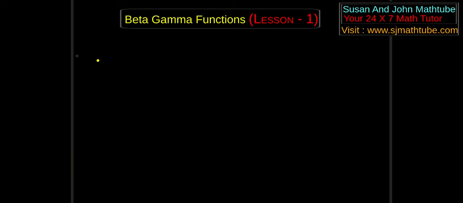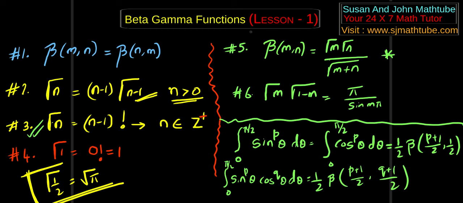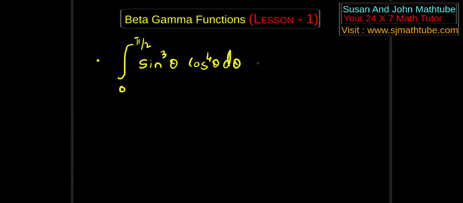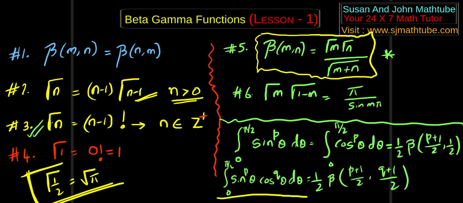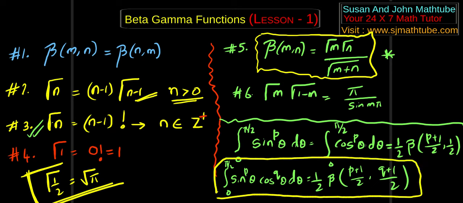Now the second thing we are going to do in today's video is we learn how to evaluate the integral from 0 to pi by 2 of sine to the power 3 theta cos to the power 4 theta d theta. I'll show you the property. Actually the one I told you is the most important, the connection between beta and gamma. So what we do is, first of all we express this in beta function, because we already have this thing, and the second thing is the connection between beta and gamma. So I'm going to combine everything.